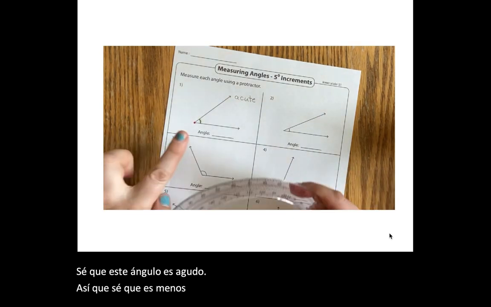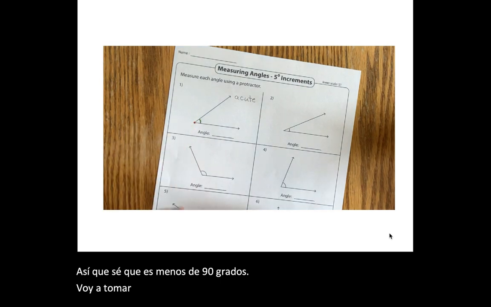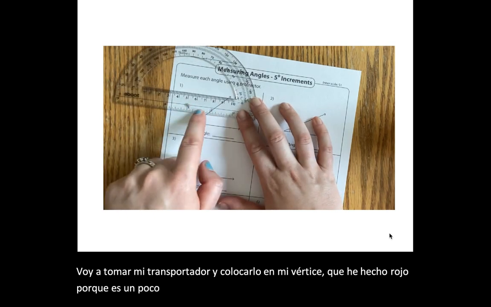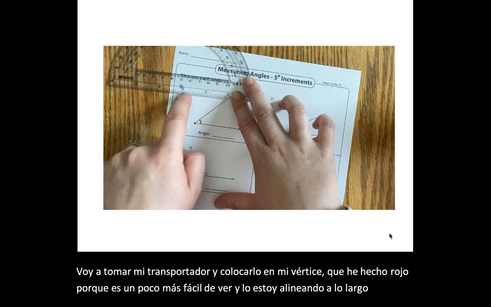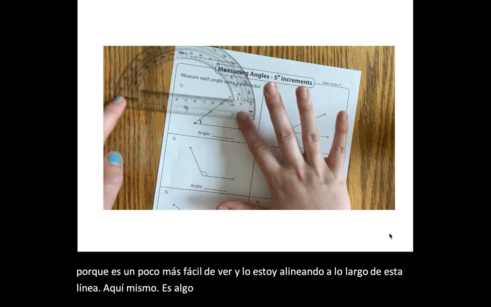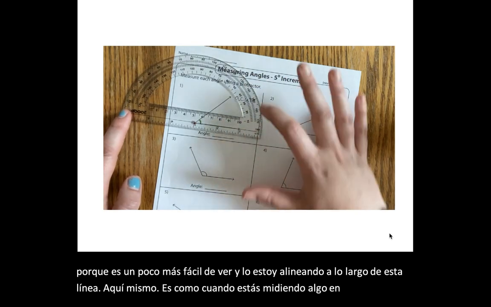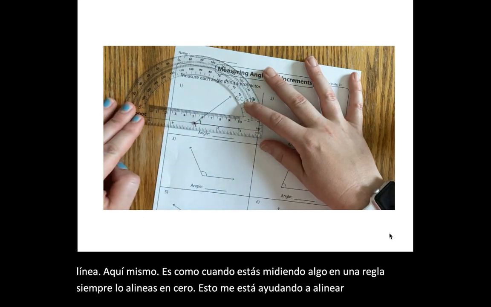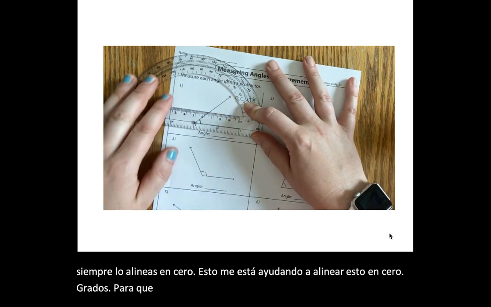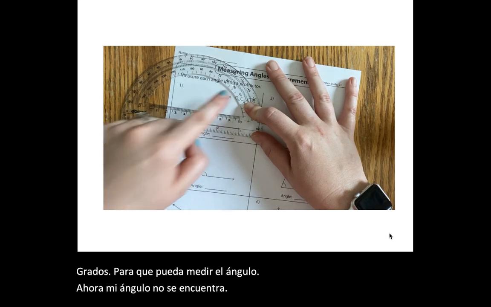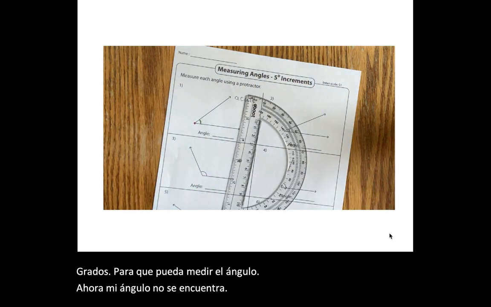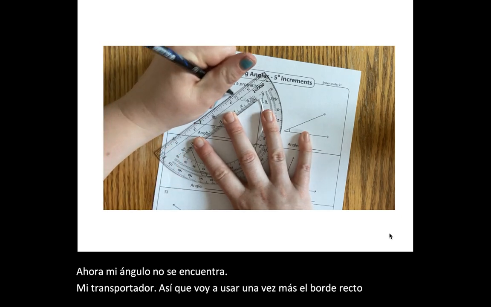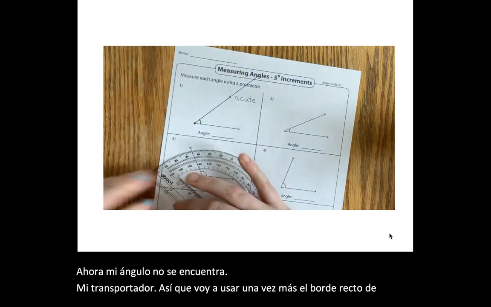I'm going to take my protractor and place it on my vertex, which I've made red because it's a little easier to see. And I'm lining it up along this line right here. It's kind of like when you're measuring something on a ruler, you always line it up at 0. This is helping me to line up this at 0 degrees so that I can measure the angle. Now, my angle doesn't meet my protractor, and so I'm going to once again use the straight edge of my ruler and extend it so it's easier for my eye to read.